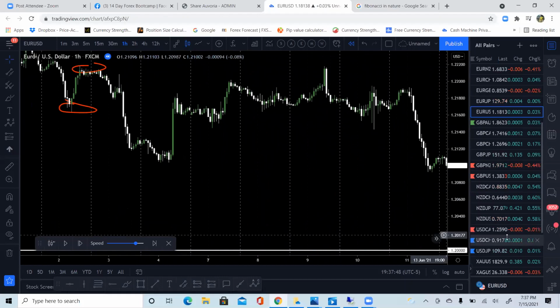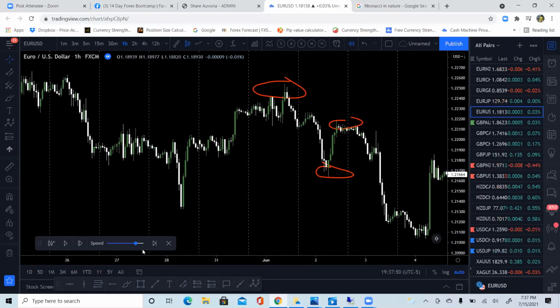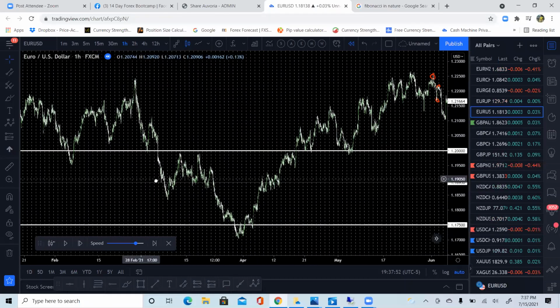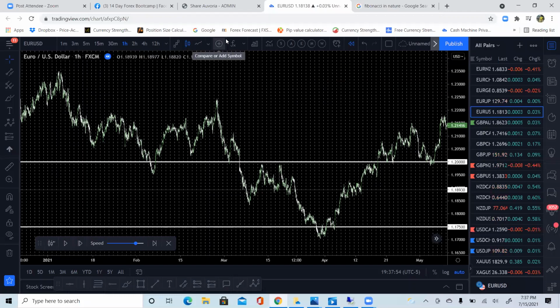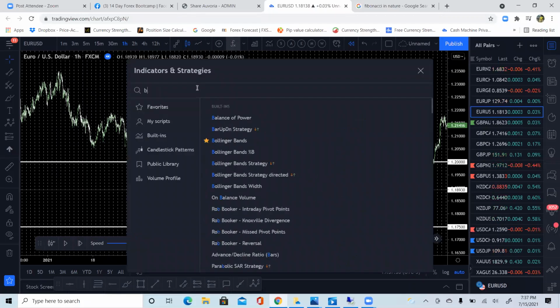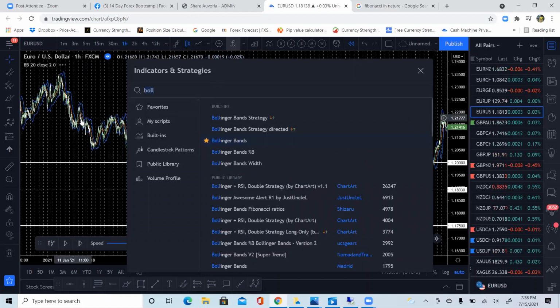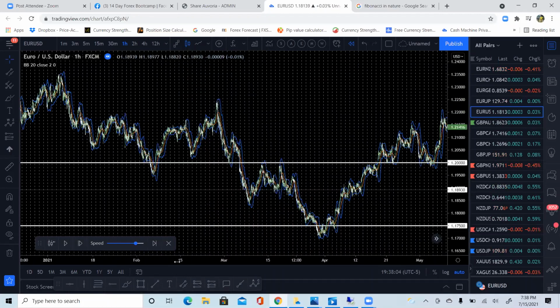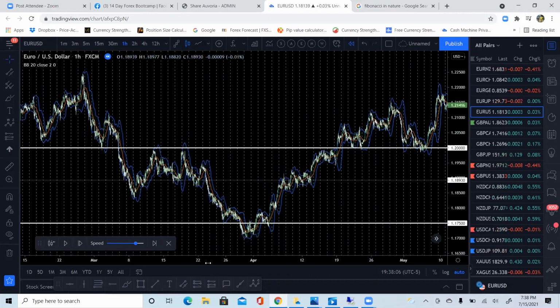Let's go back a little bit. Auto, so that way you can see it. If we add a Bollinger Band in here, it's an indicator, but you can use it as support resistance. So let's zoom back in.